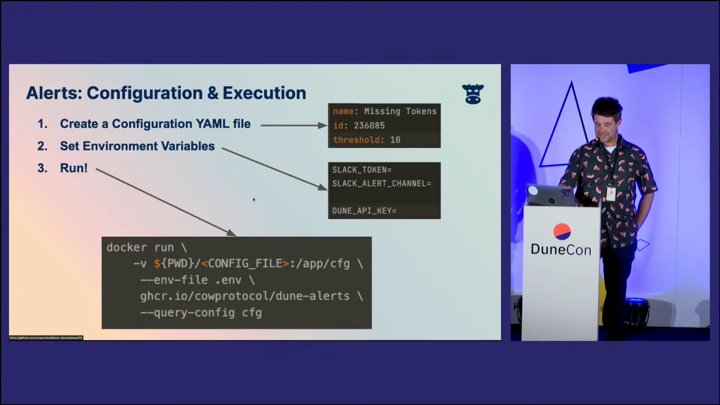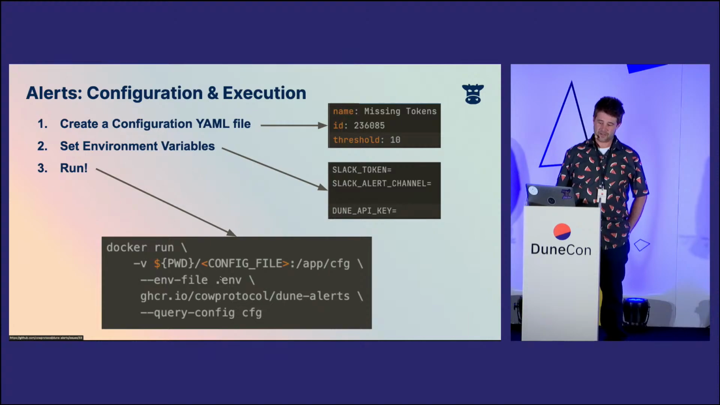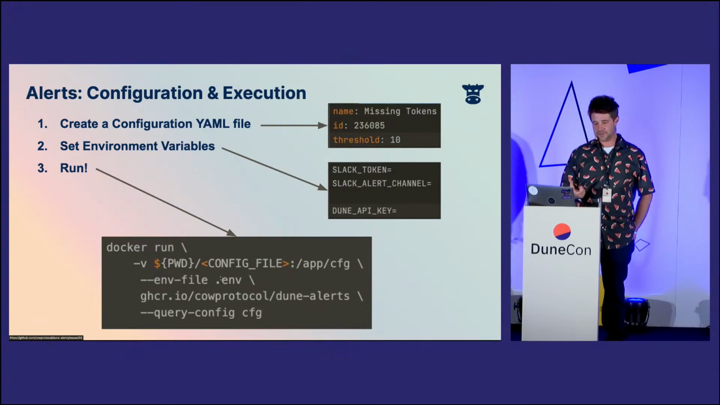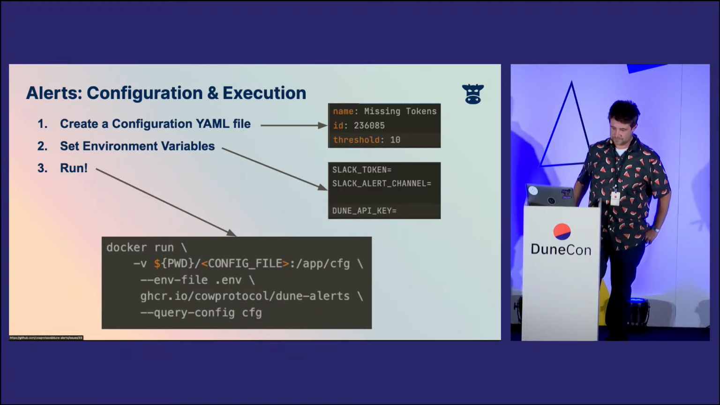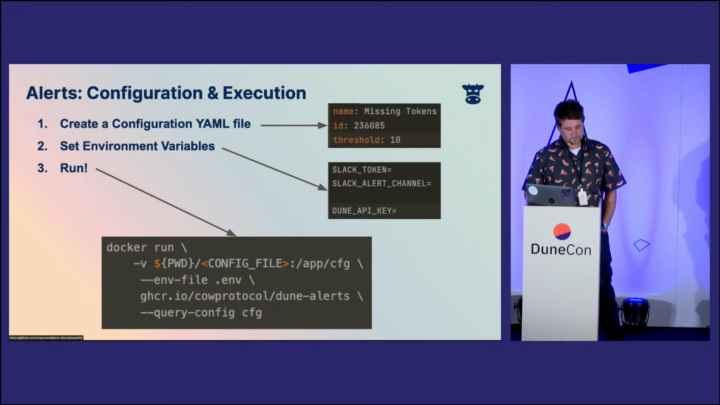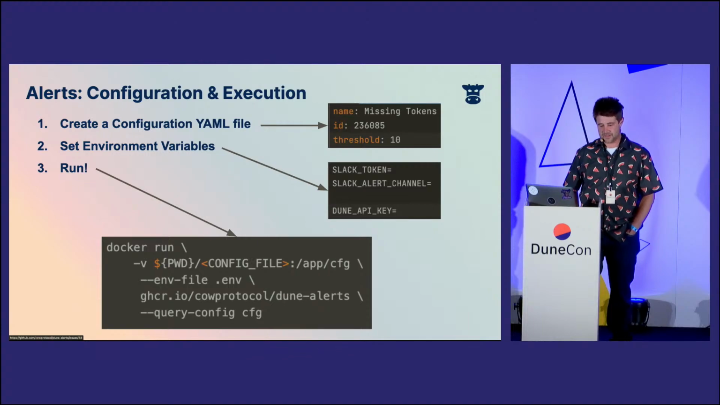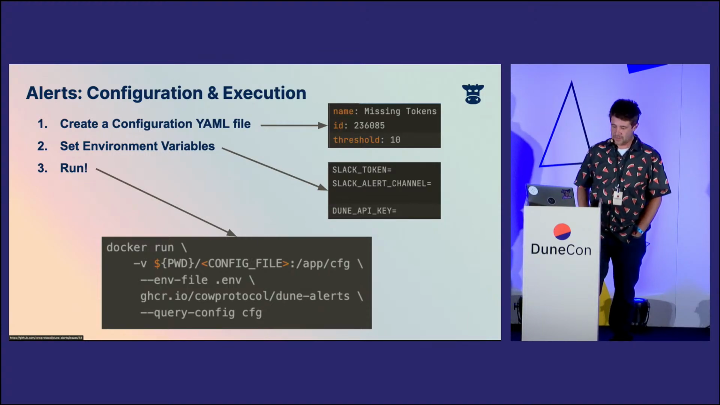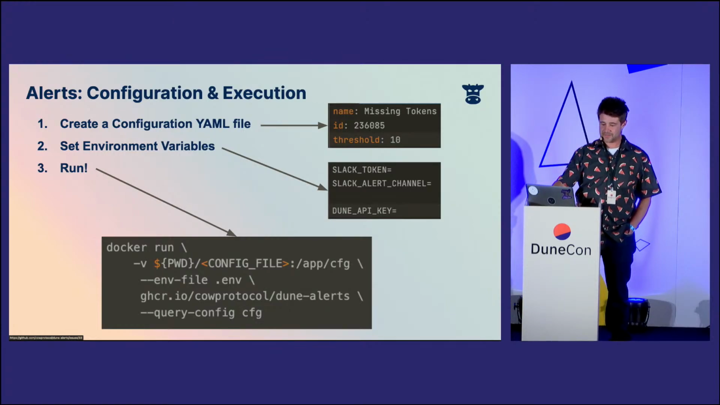And then it is as easy as this cryptic stuff down here, Docker run. What you're doing is you're mounting the configuration volume into the Docker container with your query ID and the threshold, providing the environment variables like the Dune API key. And you're just running this container that's the CoW Protocol Dune Alerts container with the configuration file that you've mounted as a volume being passed in.